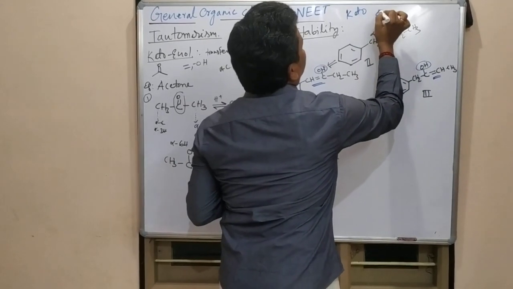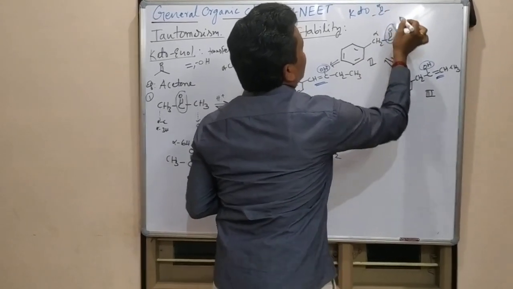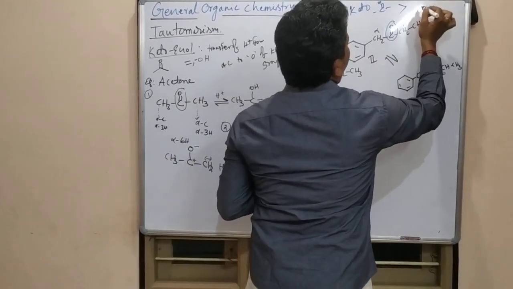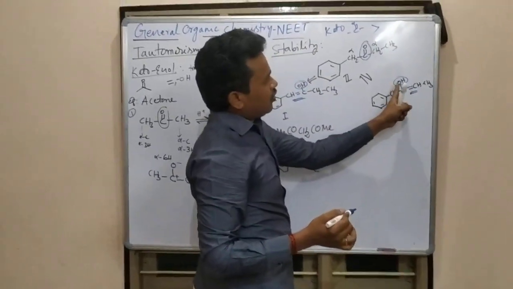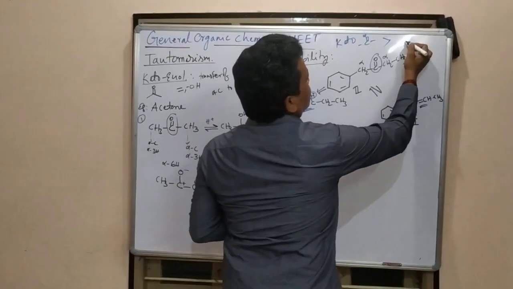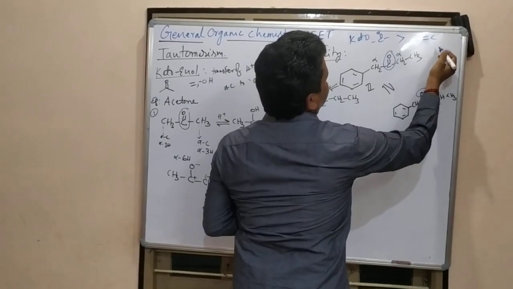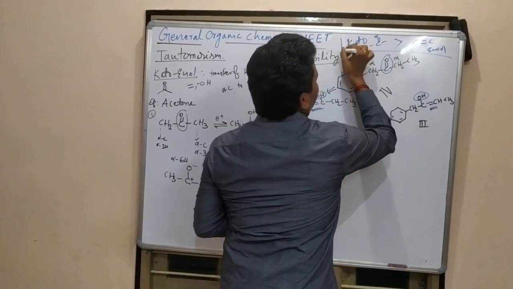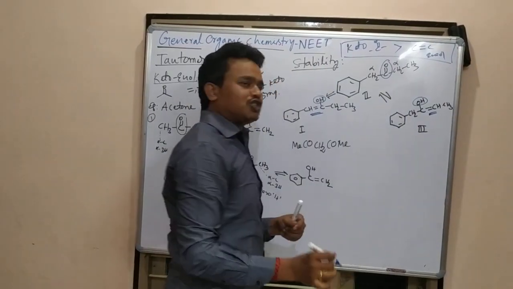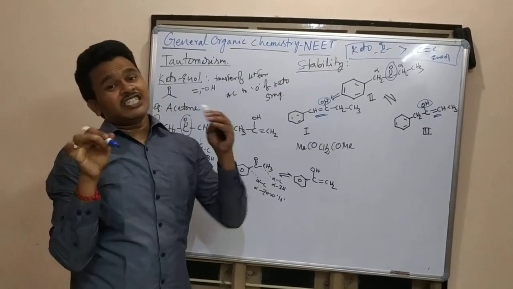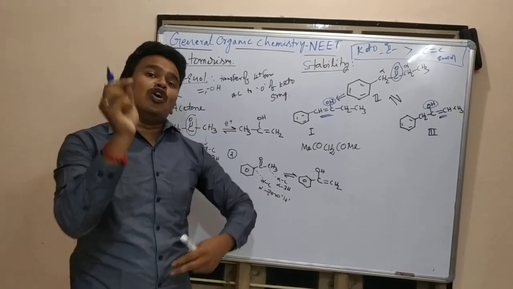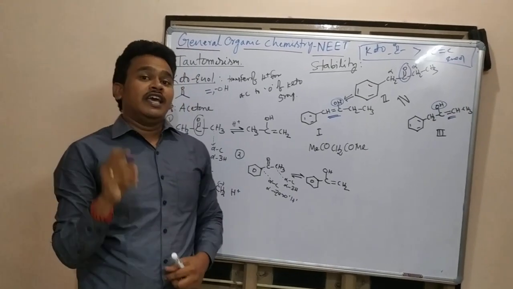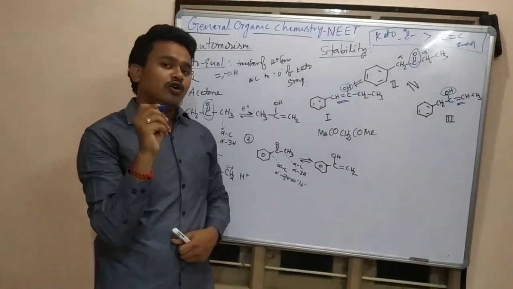Keto. Why is it more stable here? The C=O double bond will be there. It is more stable than which form? The enol form. Here in the enol form, a C=C double bond is there. This is the general statement. Generally the keto form is stable in most cases. In which cases is the enol form going to be stable? This is our question.